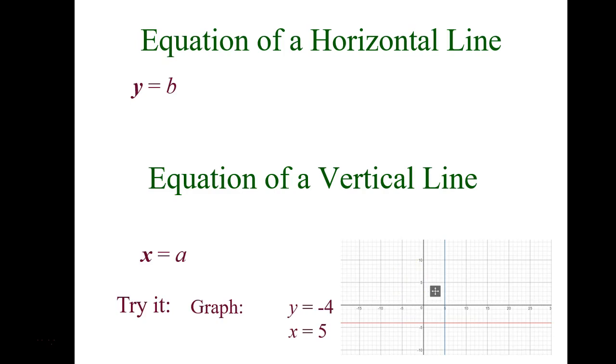If they asked us to graph the line x equals 5, that would be a vertical line that cuts the x-axis. I remember these because x equals cuts the x-axis. So that's a vertical line. You can kind of see in this picture that blue line there, that's x equals 5. And then the line y equals -4, that's a horizontal line. I remember because it cuts the y-axis. That would be the line in red, y equals -4.